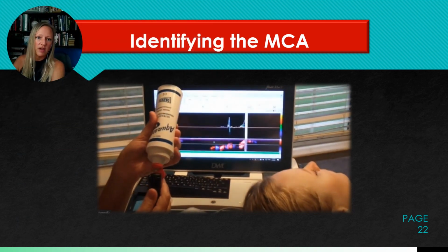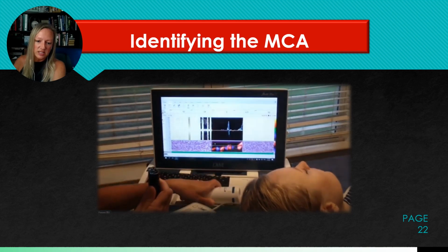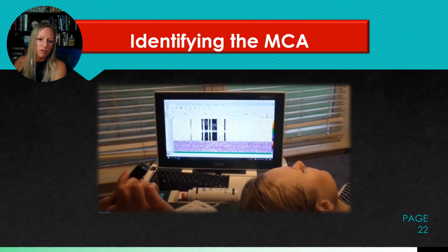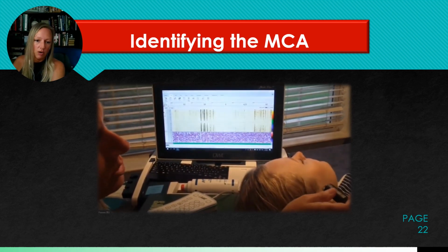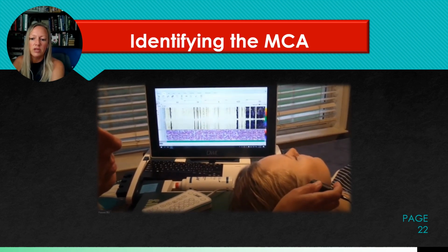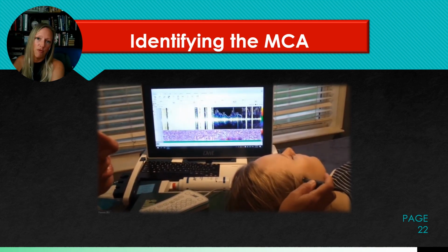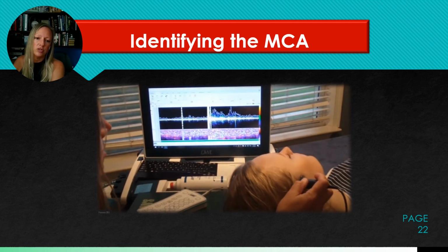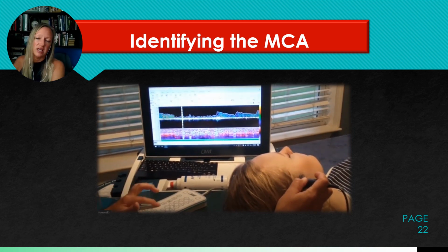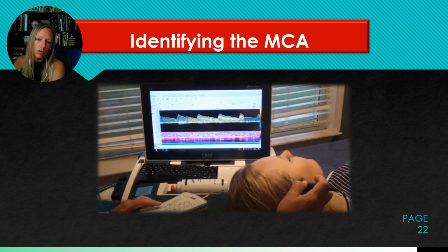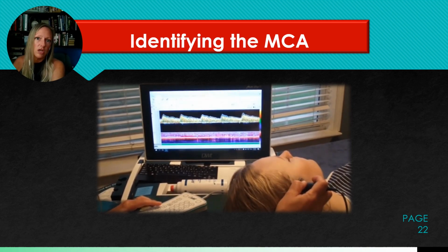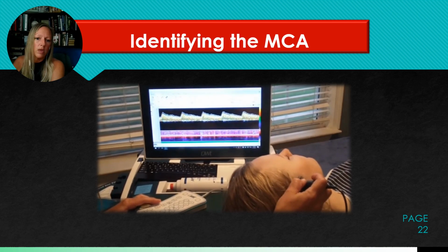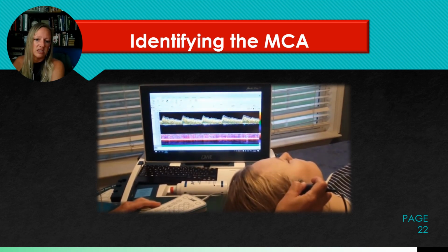Here we are identifying the MCA on a TCD dedicated Doppler machine. We'll first review the parameters on the machine before scanning, ensure your parameters are where you want them to be, and then we'll place the probe at window 1, which is the most common for our adult patients, and angle towards the opposite eyebrow to isolate the middle cerebral artery. Once you find your middle cerebral artery, you will want to optimize your signal. Never settle for that first waveform, but always search for your highest mean velocities to ensure nothing is missed.